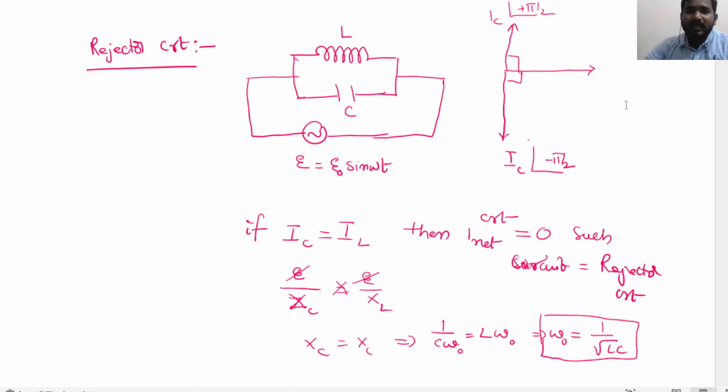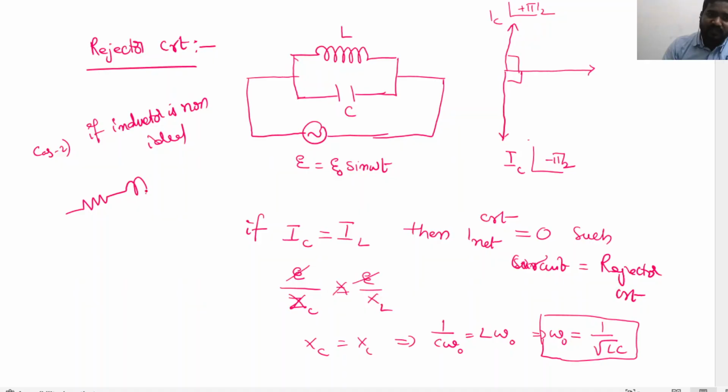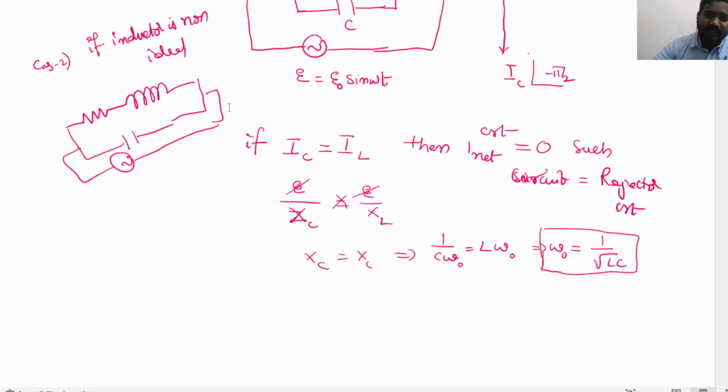Okay, if it is a non-ideal inductor, here I'll give one simple case. Case 2: the inductor is non-ideal, so the inductor has a certain amount of resistance along with its inductance. This combination is connected to the capacitor, and the same circuit is connected to an alternating EMF source. Then the angular frequency at the resonance condition changes. I am directly giving the formula: omega naught equal to under root of 1 upon LC minus R square divided by L square.